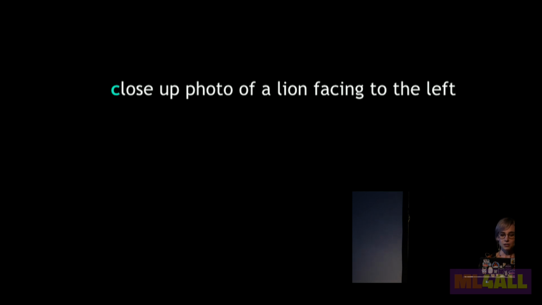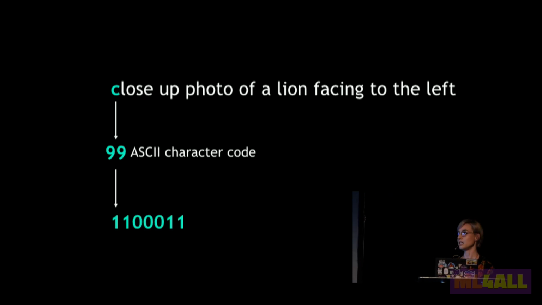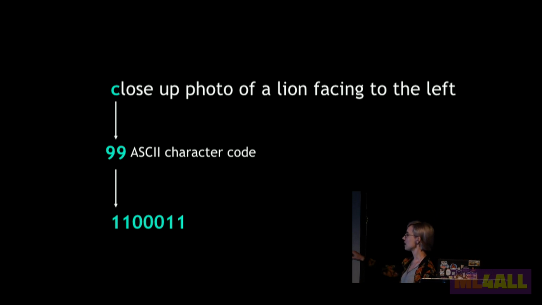You take every single letter in that description, and you find the ASCII code for it. In this case, the C is 99, so that's the character code. You convert that to binary, and then you go through and stash every single bit of that letter randomly in pixel color values in the actual image itself.